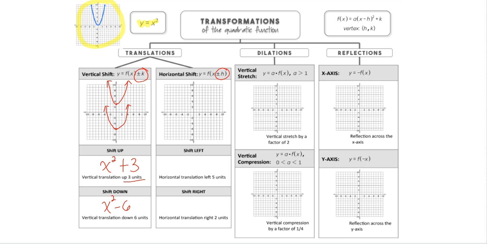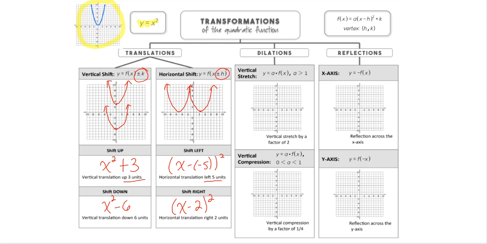If it's a horizontal translation, so in this case we want to go left 5, remember that is an x minus negative 5 squared. So we would write that often as x plus 5. So it looks opposite of what it seems like it should be. So if I go left 5, that's going to come over here and be centered at negative 5. If I want to go right, then I would have x minus positive 2 squared. And that means that it's now centered at positive 2. So I have translations up, down, left, and right.